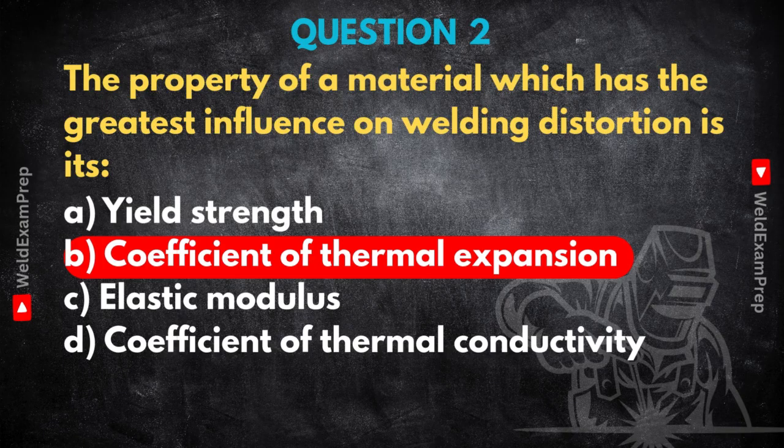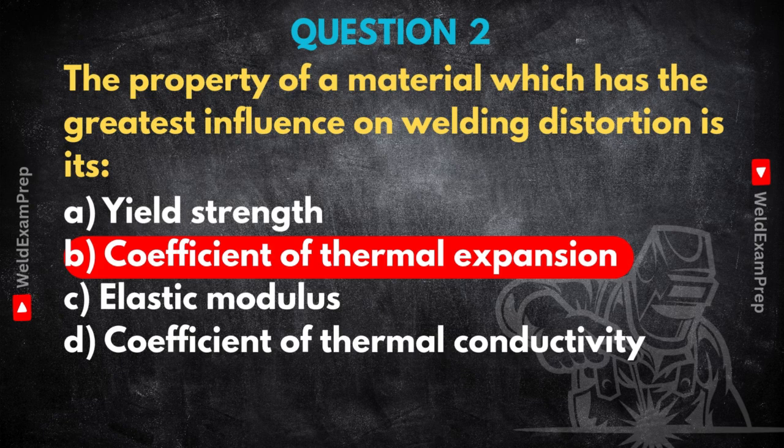Yield strength matters because if the stresses exceed it, you get permanent deformation. But the amount of expansion driving those stresses comes from the coefficient. Got it. So conductivity affects the heat pattern, yield strength affects whether it bends permanently, but the expansion coefficient is the main engine driving the whole distortion process. You've nailed it. That's the fundamental mechanism. High expansion coefficient equals higher distortion risk.